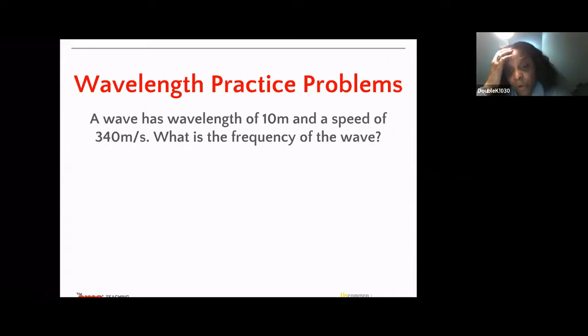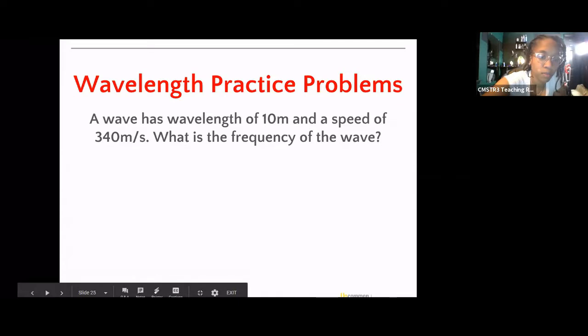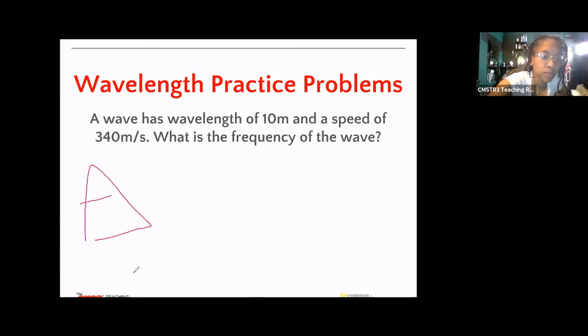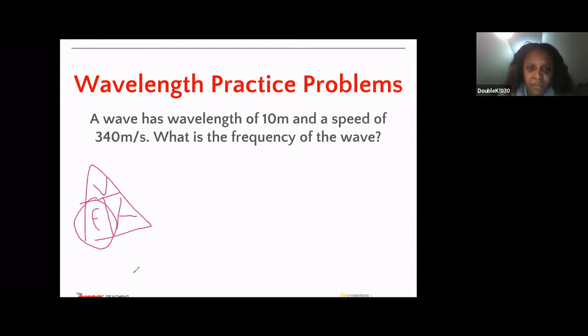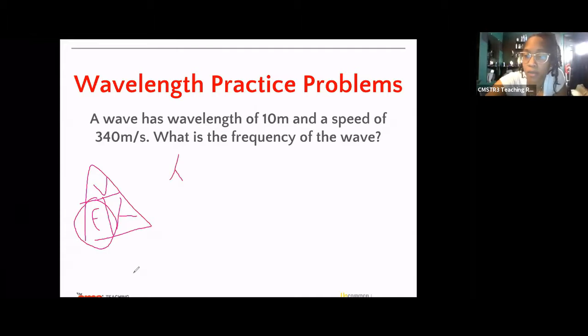I don't remember the formula for the frequency. Okay, I'll put it back up there. Velocity, frequency, wavelength. So if we're trying to find the F now, we're gonna do what over what? Velocity over wavelength. Yeah, that weird little lambda is the wavelength.